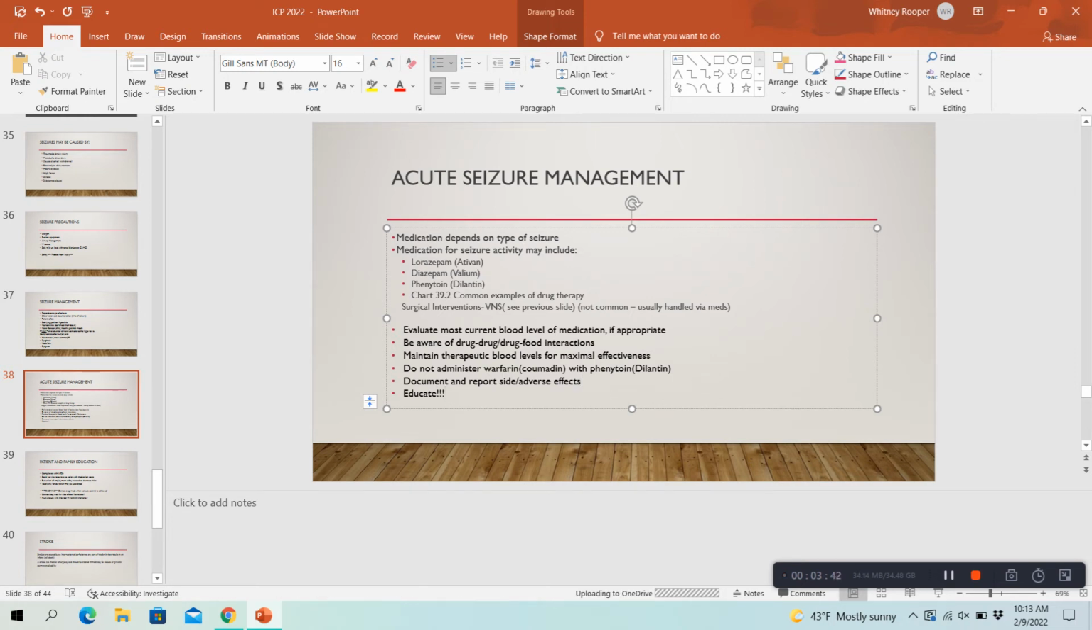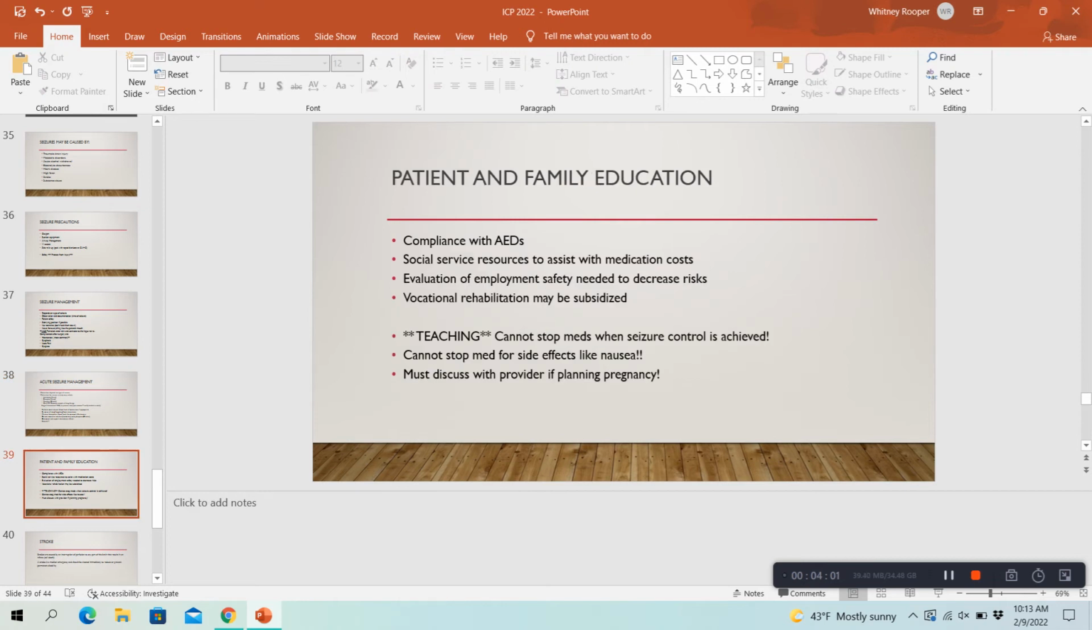Seizures that last more than 10 minutes can cause death, and those are our status epilepticus. I'm not going to focus on all the seizures. I'm not going to focus on all the types, but I am going to focus on that. Because if a seizure lasts more than 10 minutes, they can die. And those are your status epilepticus.